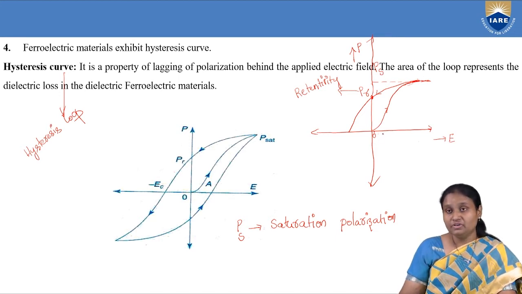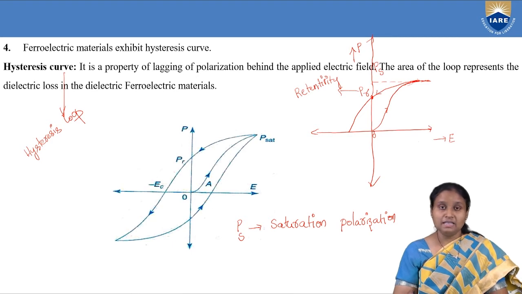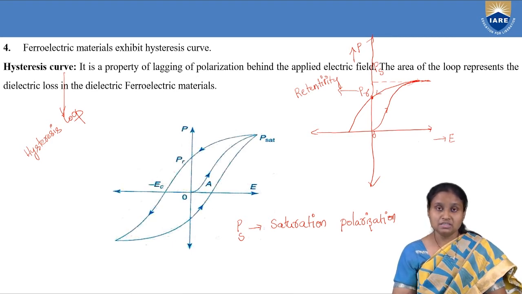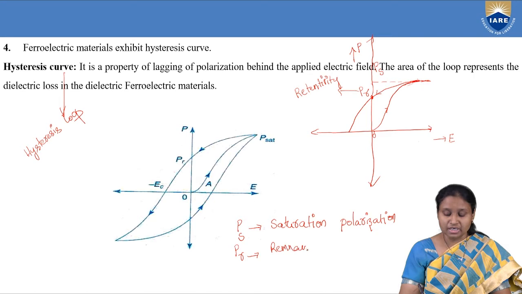So what we are saying here is, once we go to saturation polarization, if we bring our electric field back to zero, then at zero electric field, polarization is not zero. It is retaining some polarization. That polarization is called retentivity or remnant polarization. So this PR is called retentivity, or it is also called remnant polarization.